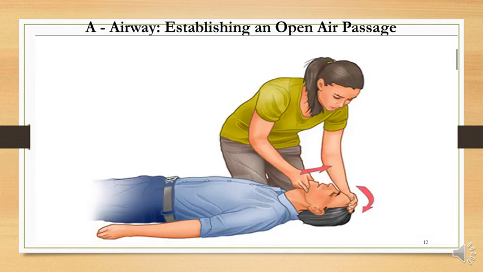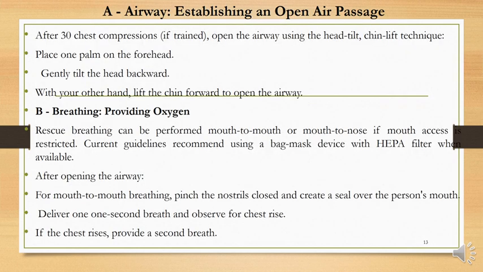Look at the airway: establishing an open air passage. Look at how it's being done in the next slide. After 30 chest compressions, open the airway using the head tilt chin lift technique. Place one palm on the forehead, gently tilt the head backward with the other hand, and lift the chin forward to the opening.